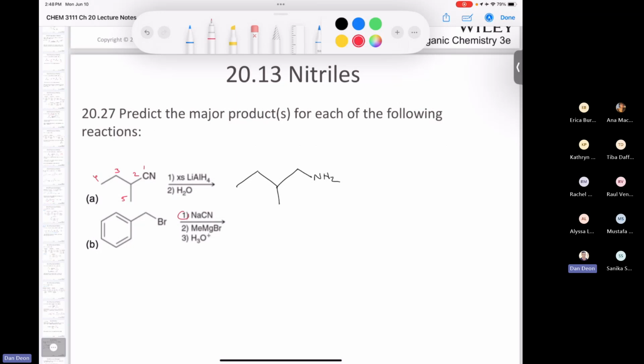In the second one, we're taking this, which is called benzyl bromide. Okay, it's a really powerful electrophile. In the first step, you're taking cyanide, and the cyanide is going to displace the bromine. So after the first step, you're going to have this compound where we have one carbon, then we have our nitrile like that. Then in the next step, you're treating it with methyl magnesium bromide.